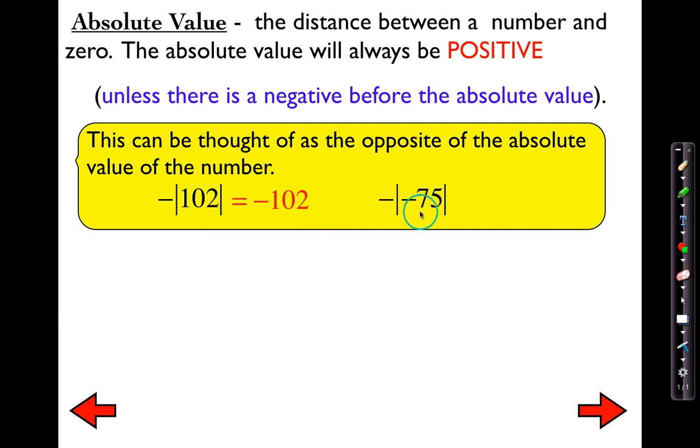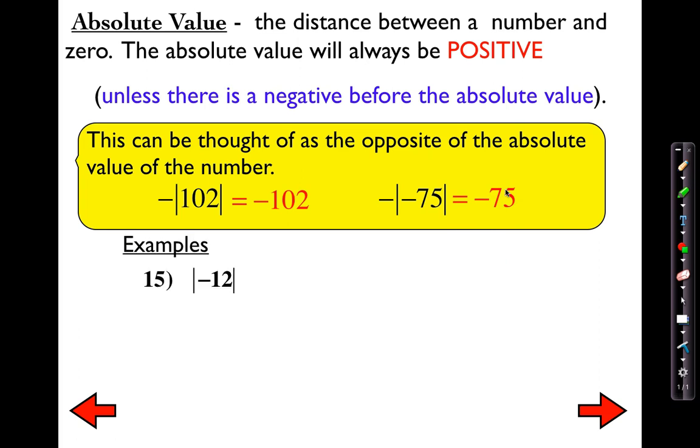Here, let's think. What's the absolute value of negative 75? I would say 75. But then what do you have to do? You have to take the opposite of that, and so now you would say the opposite of 75 is negative 75. So once again, that is the only case where your answer will end up being negative.